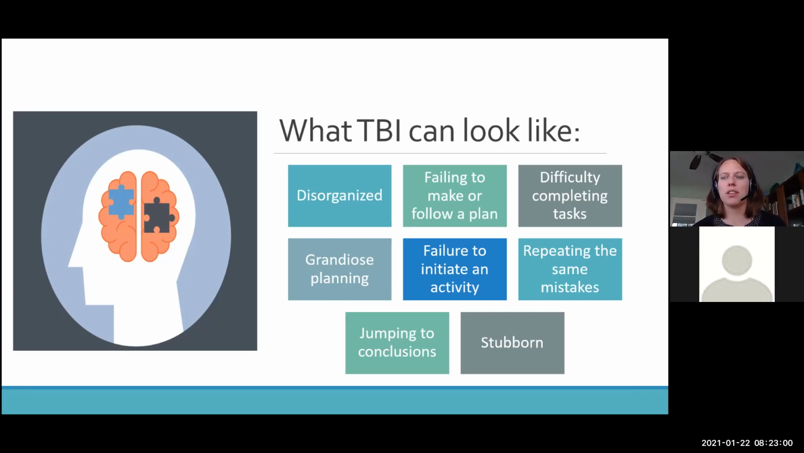And again, that's why the screening is so important, because it changes the paradigm, right? This isn't a stubborn person. This is a person whose brain is working differently. And therefore, how we go about achieving things needs to look different.